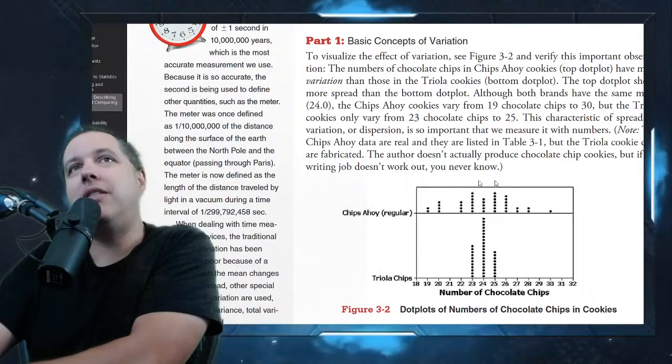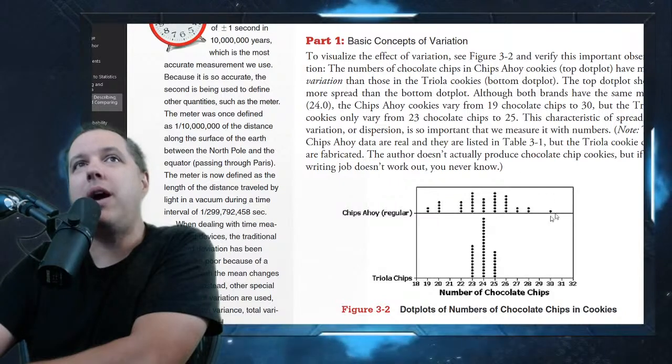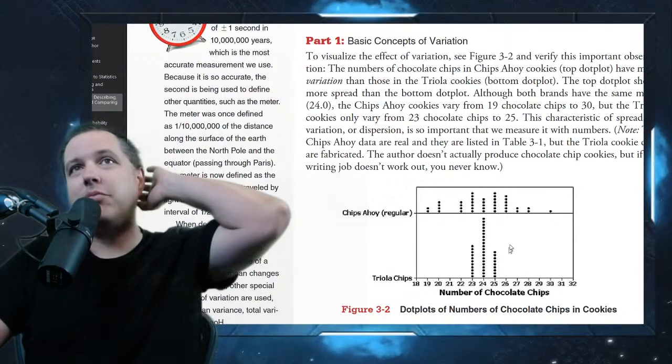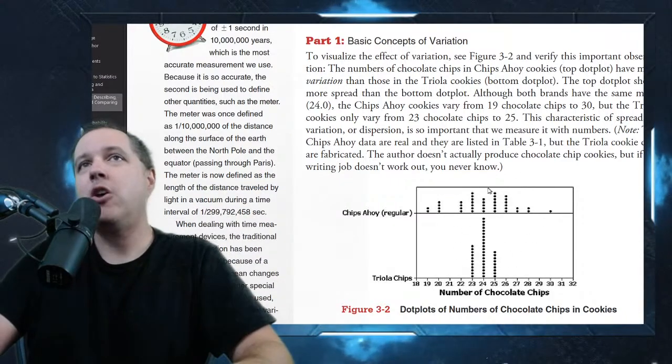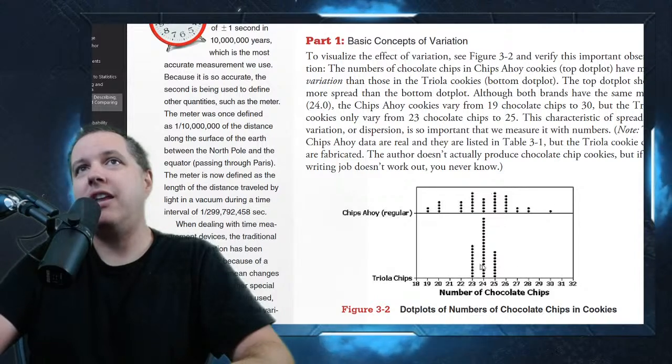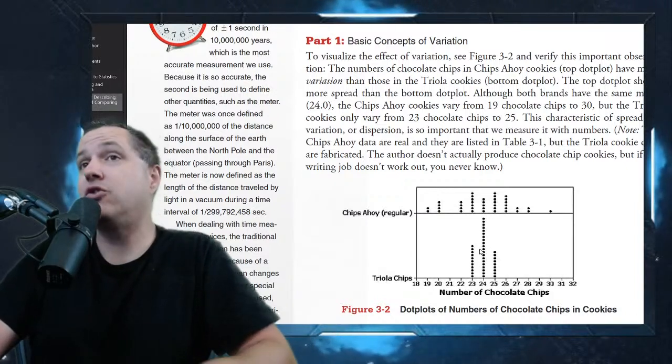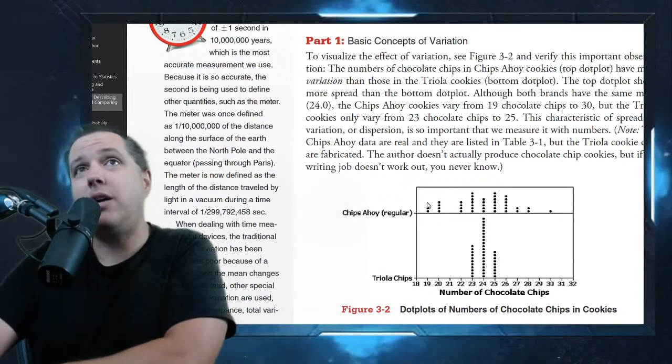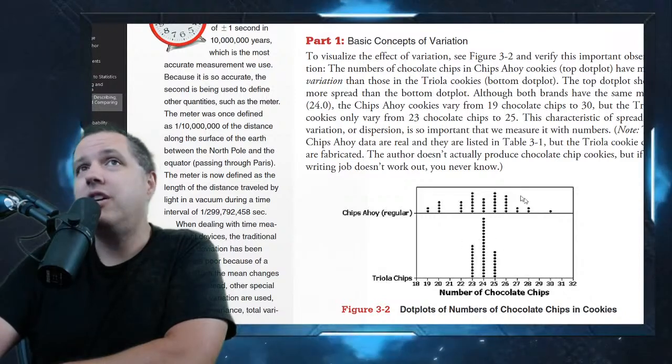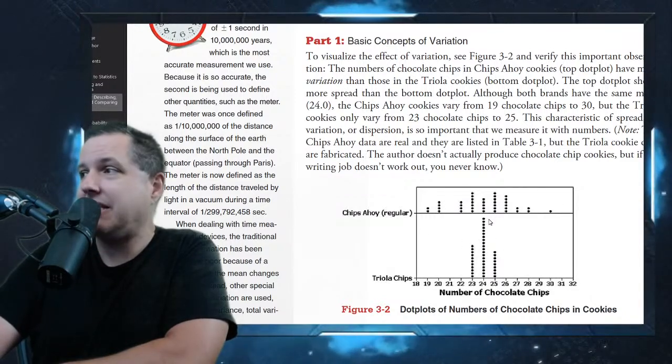So I bet this data wouldn't even hold up anymore. I would guess that Chips Ahoy has probably tightened things up so it's a little tighter. But you can see the difference in that if we took the mean here, we're going to get the same thing. But the variation is apparently telling us a different story about these things. Whereas Triola chips is very consistent, Chips Ahoy very inconsistent.